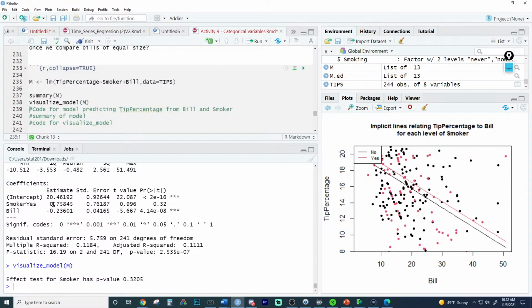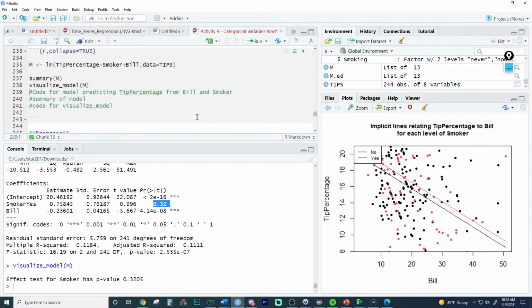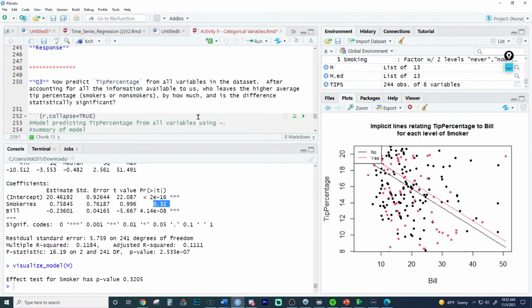But the difference between smoker and non-smoker, where smoker yes is expected to tip more, could once again be due to random chance. So this right here is not a statistically significant difference. We are not seeing it.